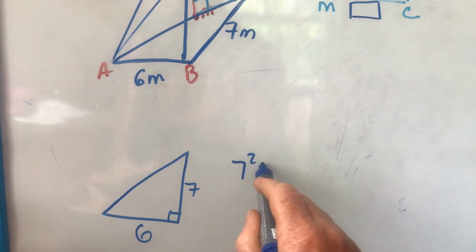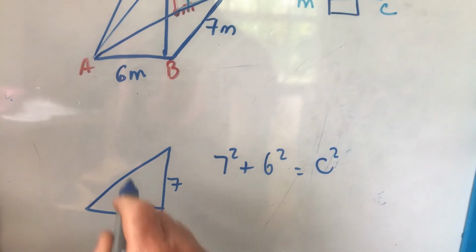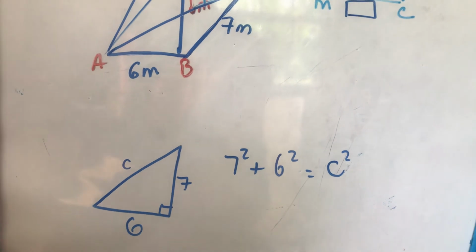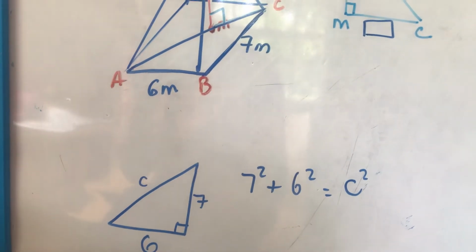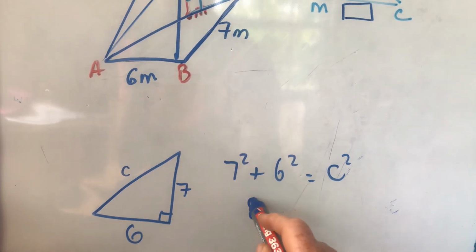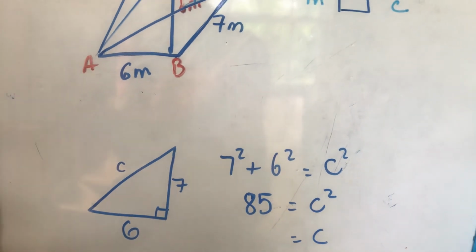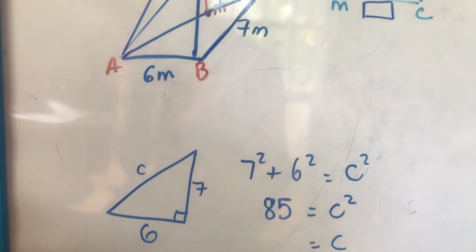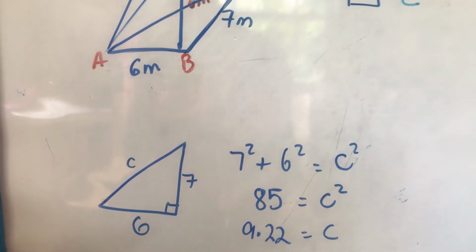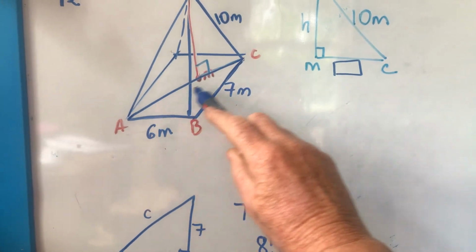So 7 squared plus 6 squared equals the one I don't know squared. That's the C side, isn't it? So 7 squared is 49, plus 36 is 85. So this is 85, and that equals C squared. So C is the square root of that. I'm going to round it to 9.22. C is 9.22. So this whole line here is 9.22.